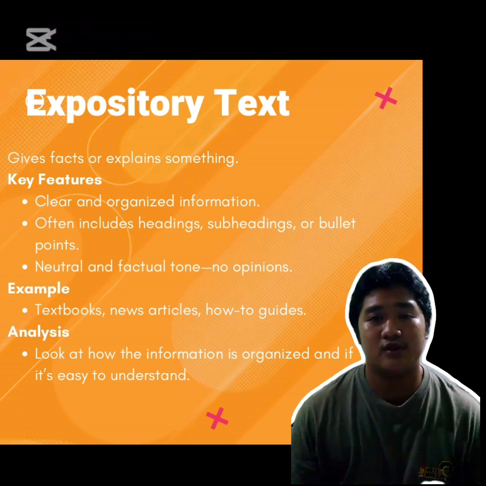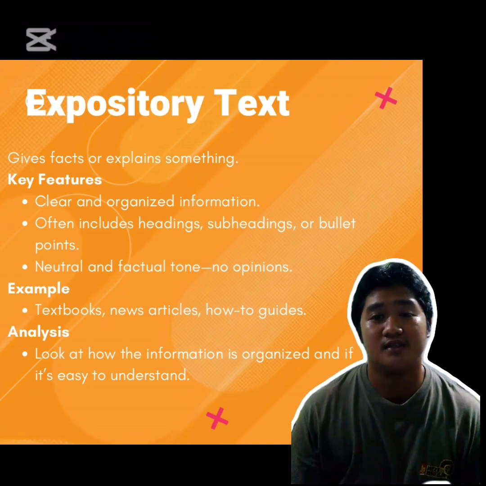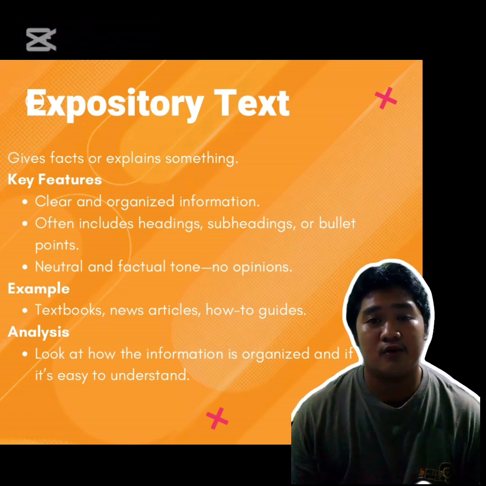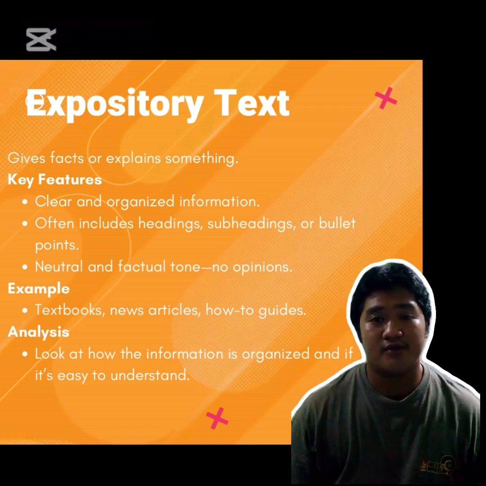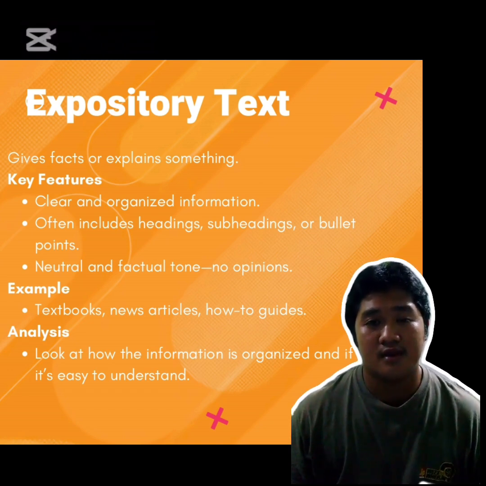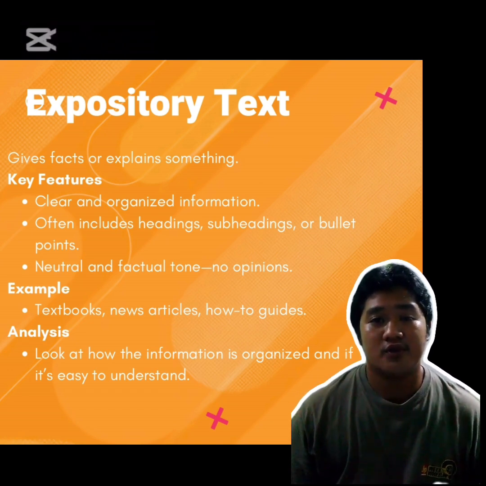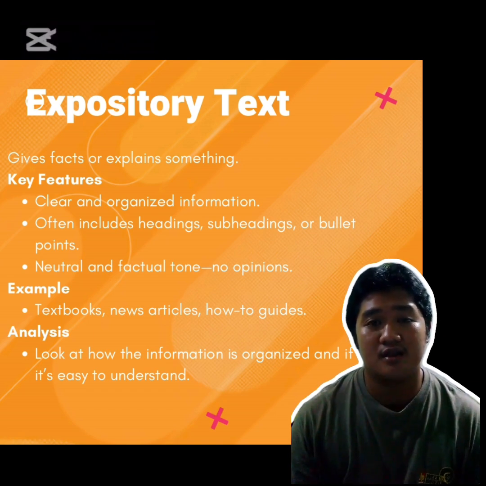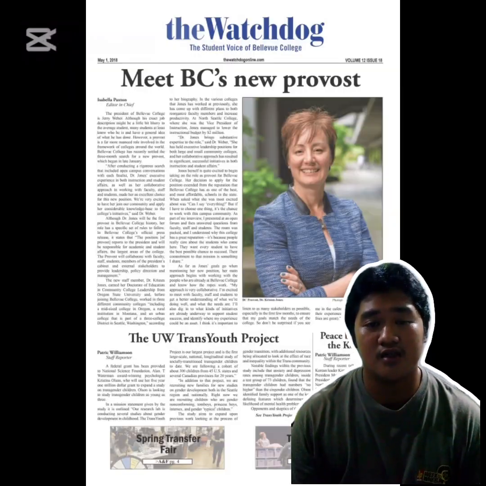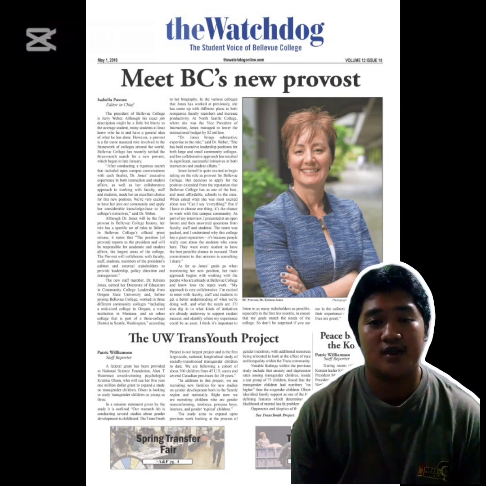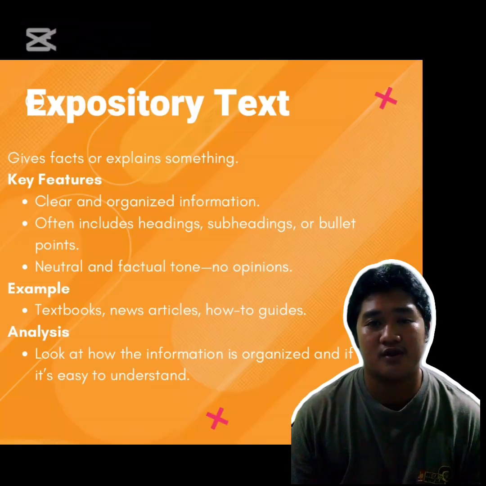Expository text is a type of writing that seeks to explain, inform, or describe a topic clearly and logically. Its primary goal is to convey factual information and break down complex ideas into understandable pieces. Expository writing is commonly used in academic settings, textbooks, instruction manuals, news articles, and how-to guides. There are some key characteristics of expository text.